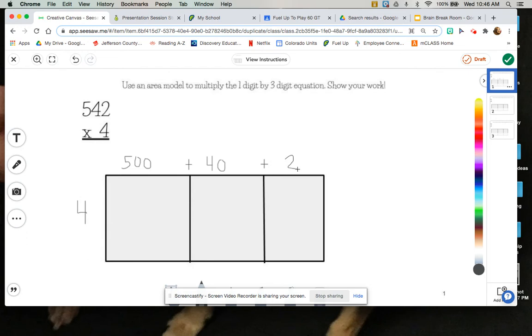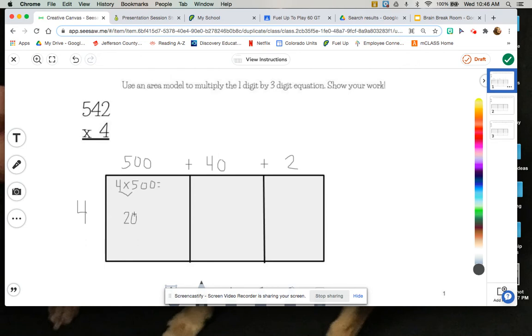So I now just broke my problem based on place value: the 4, the 500, the 40, the 2. Now I'm going to multiply 4 times all of these. In the first box, I'm going to do 4 times 500. 4 times 500 is really hard, but I know 4 times 5, so that makes it much easier. And so do the students. So 4 times 5 equals 20.